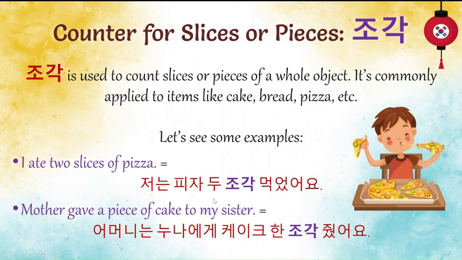So first comes pizza, then comes the number that is 2. So for 2, we are using the pure Korean number 2. Now, in the end comes the counter word, and that is chogak. So 2 slices of pizza in Korean is pizza du jogak. Alright? First comes the noun that you're counting, then the number, and the final word is the counter. Okay? So this is the format for using a counter word in sentences.